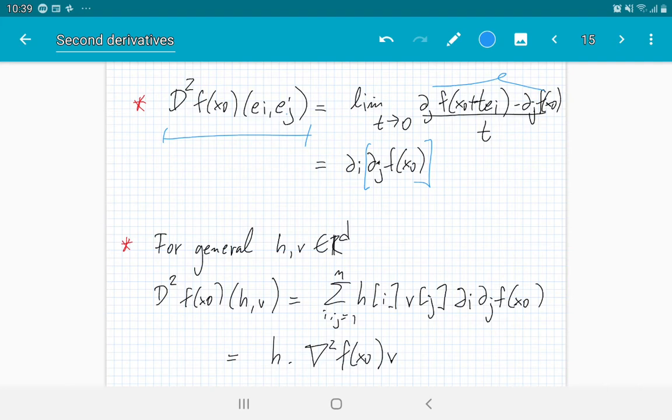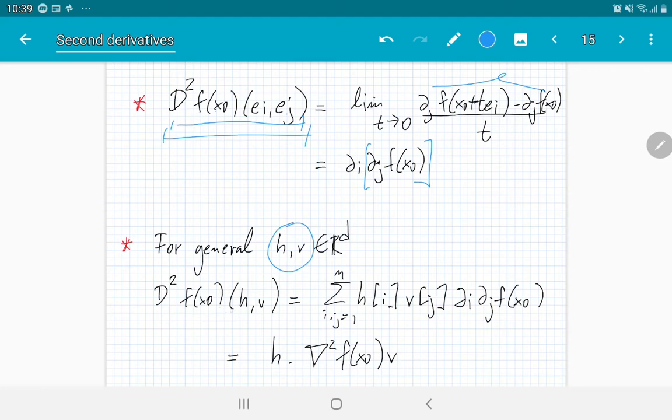If you take out, this is for canonical basis vectors. So we know that somehow the bilinear transformation for the Fréchet derivative is related to the second partial derivatives. What happens for general vectors h and v?